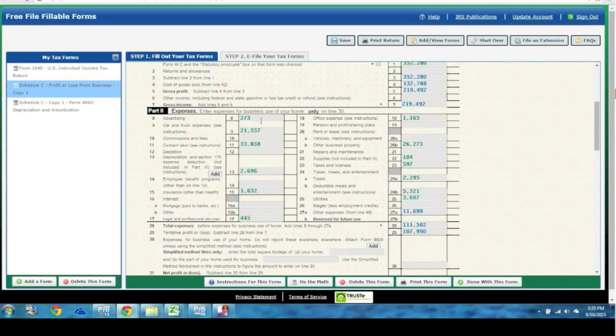Here are some other pretty common expenses that they have. Advertising, they have $273. Car and truck expenses. He's a flower shop owner. He delivers flowers. That's one of the things they do.